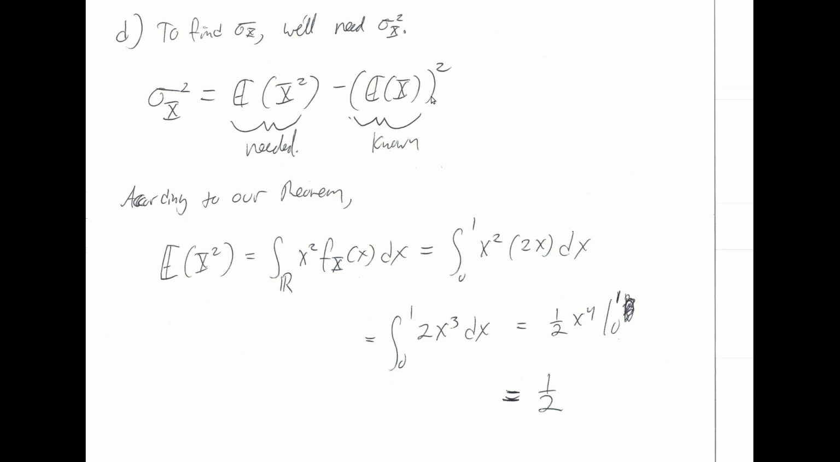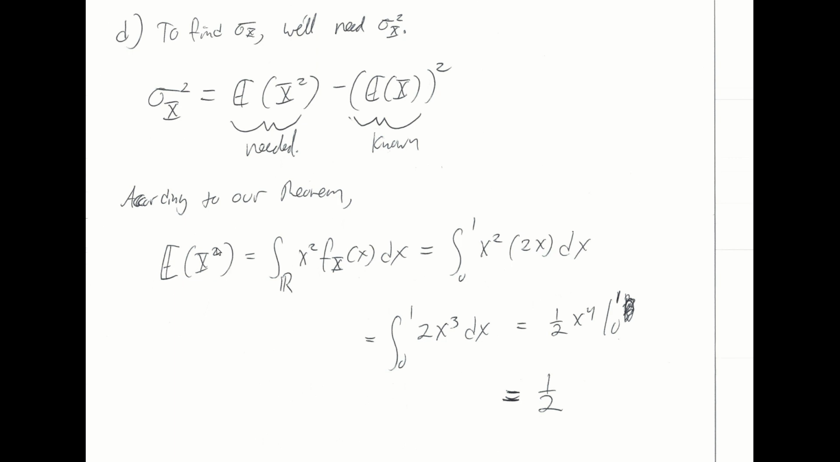We already know the expected value. It was 2/3, so we know its square is 4 over 9. We've got to find this bit, the expected value of the square. To find the expected value of the square, we had that theorem that involved the expected value of h of big X. Here h of big X is going to be big X squared.